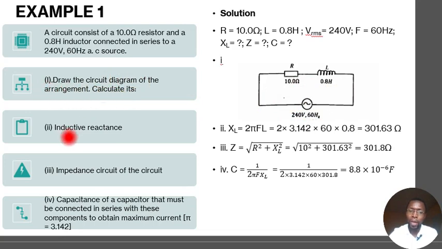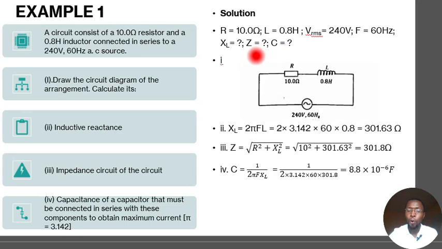Then we are made to calculate the inductive reactance, that is our XL. Our XL is used to represent our inductive reactance. We are also made to calculate the impedance, that's the Z. The Z is the impedance. And lastly, the capacitance of the capacitor, that is our C. So we are made to calculate three things: inductive reactance, impedance, and capacitance.